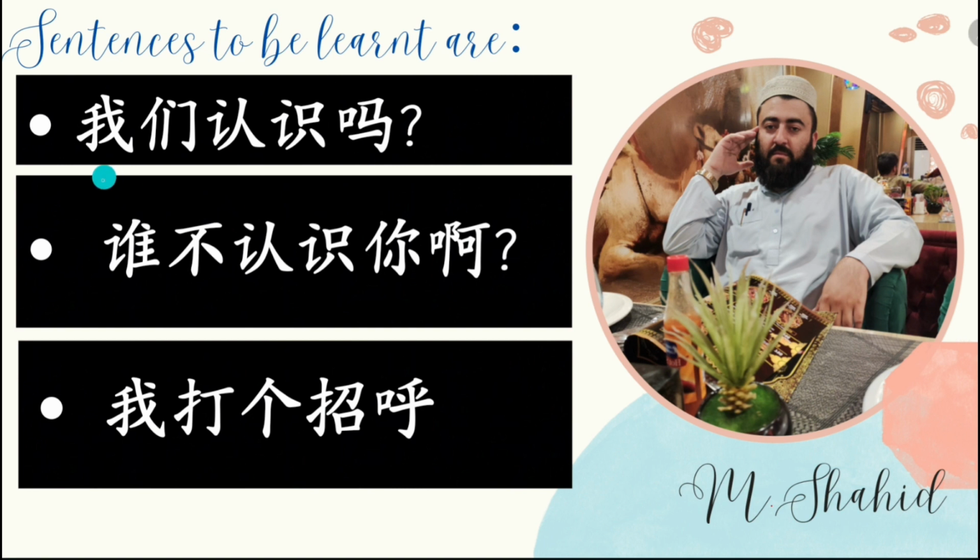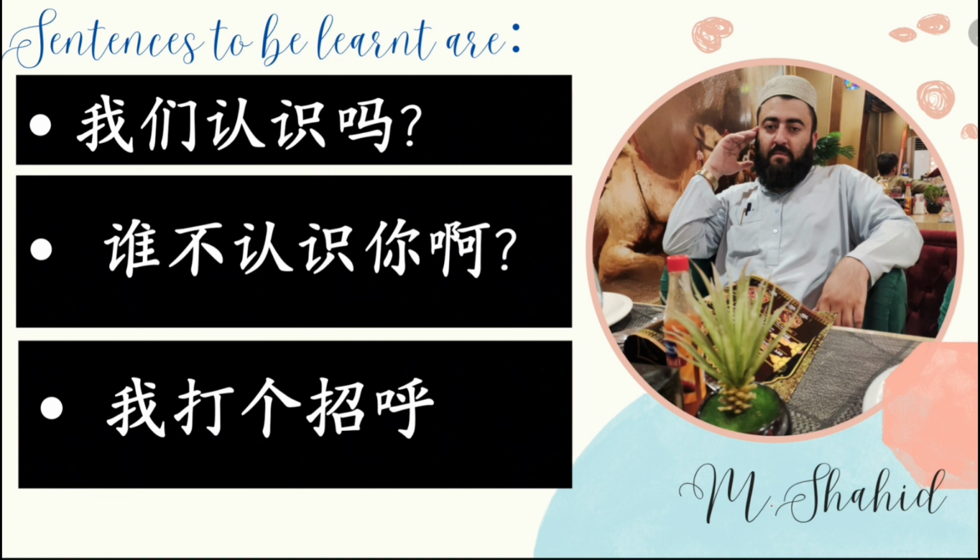So the first sentence is 我们认识吗? 我们认识吗? Do we know each other? Okay? 我们 means we, 认识 means to know, and ma is a particle which is used at the end of a sentence to make a sentence interrogative. Okay, सवालिया बनाने के लिए जुमले को हम ये लफ्ज़ इस्तेमाल करते हैं जुमले के आखिर में. वमन रनशमा, क्या हम एक दूसरे को जानते हैं?